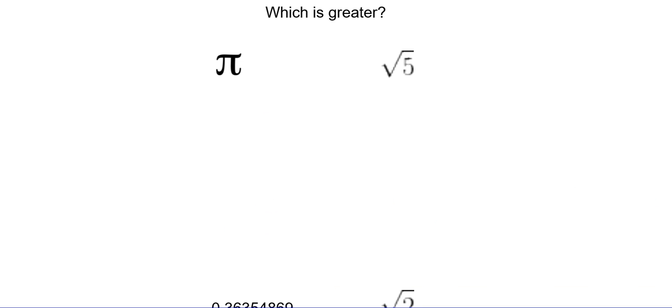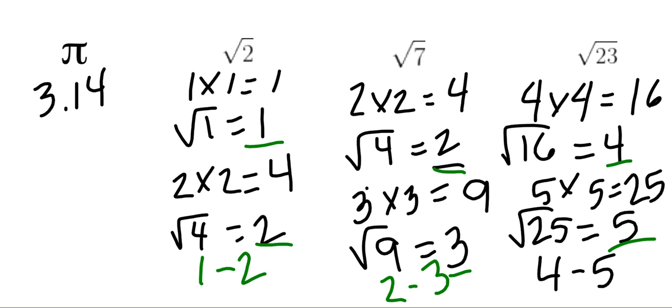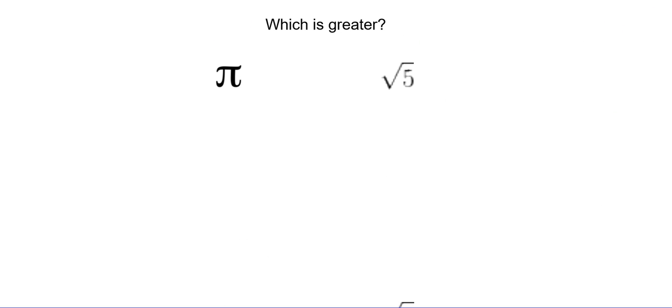So whenever I see two irrational numbers and I need to compare them, I want to put them in nicer terms that are easier for me to understand. So looking at pi, we have to remember, what did pi stand for? How much was it? I can double check in my calculator, but I remember that pi is 3.14. So I'm going to write that below.